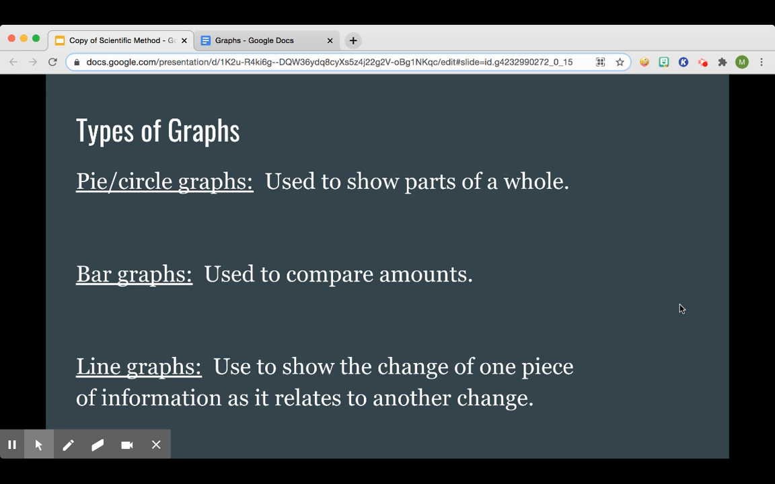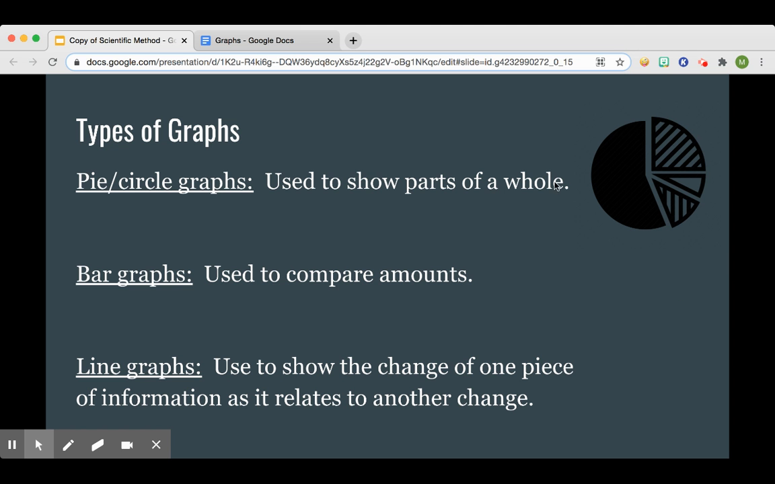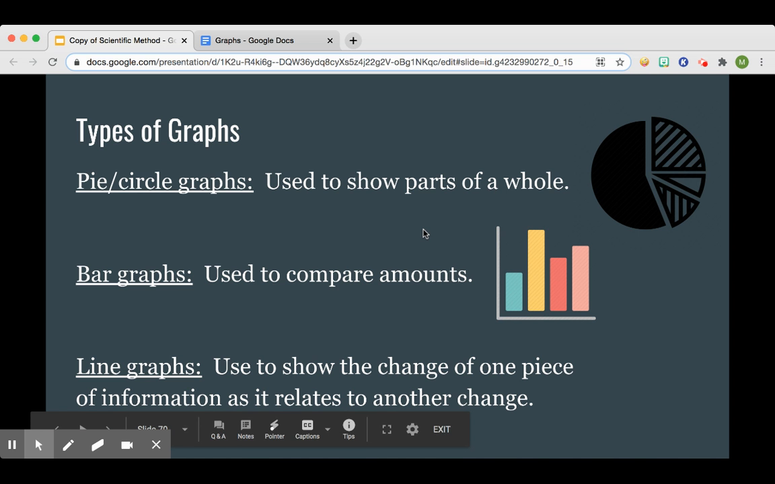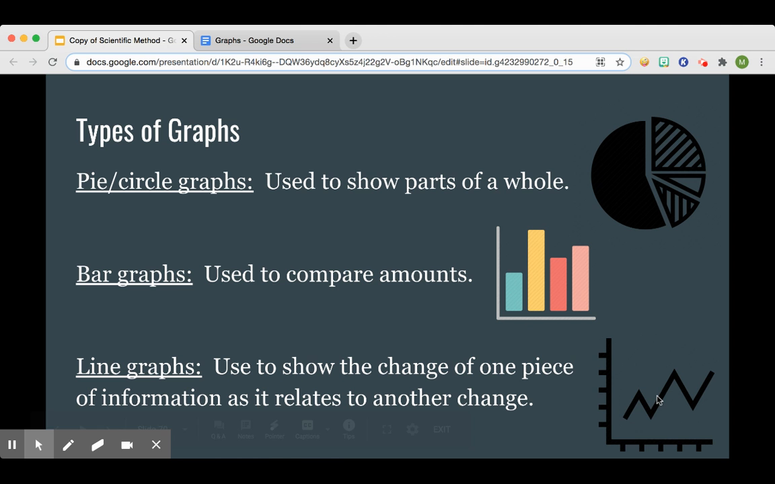Okay, so I'll go through these and then you can pause when I'm done to copy over the definitions. First, we have a pie chart, or sometimes they're called circle graphs, and this is used to show parts of a whole. So when we have 100% and we break it into different parts. Next, we have bar graphs, which are used to compare different amounts, just like the one I showed you in the previous slides. And then we also have line graphs, which are used to show the change of one piece of information as it relates to another change.